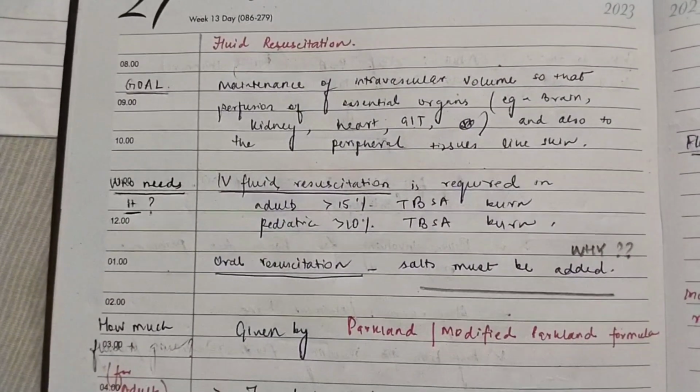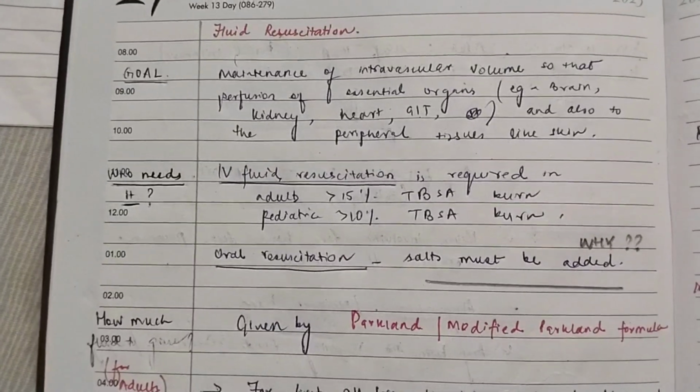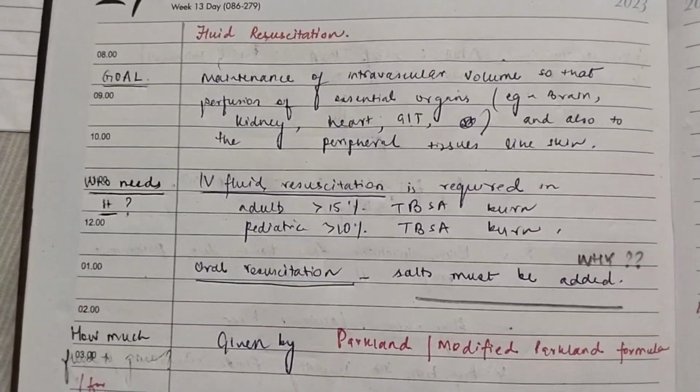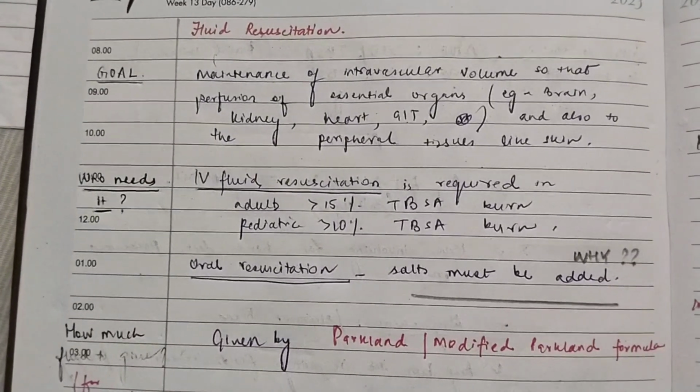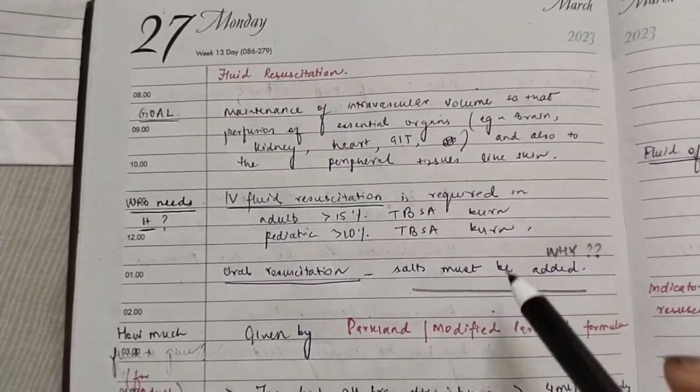Now if you're seeing the pathophysiology video, you must be very clear with the concept कि burns में edema होता है, burns में hypoperfusion होता है of the vital organs. So our main goal in fluid resuscitation is maintenance of the intravascular volume so that the perfusion of the essential organs and the tissues can be made. Right? This is clearly written over here.